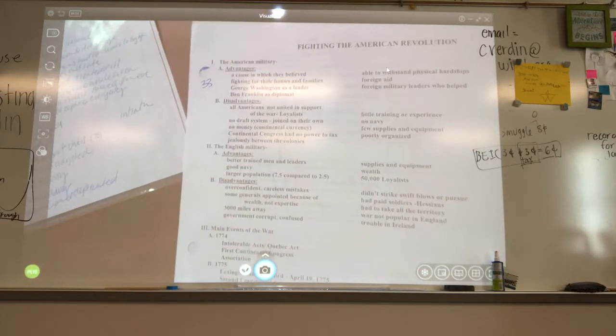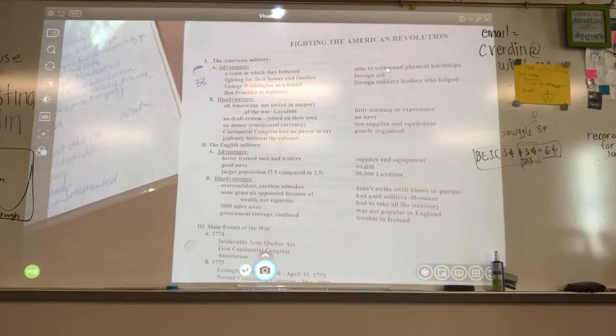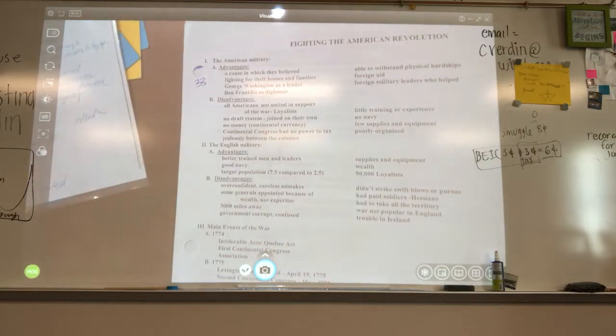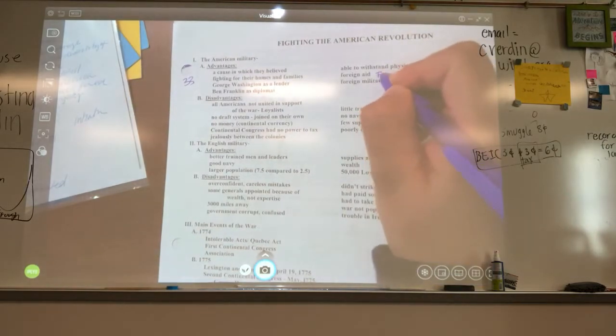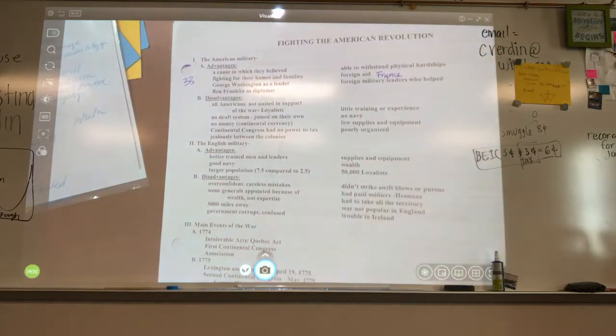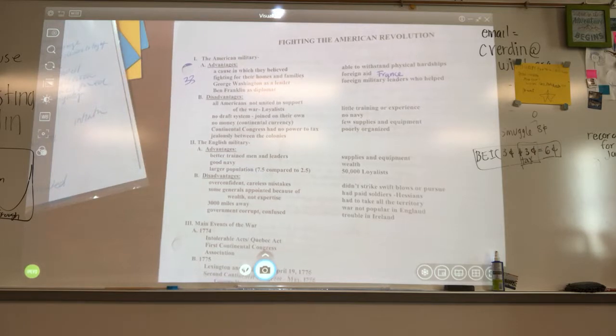They also have Ben Franklin as a diplomat. They're able to withstand physical hardships because they're out here in the colonies. They're going to get foreign aid. Do y'all know what nation's going to give them foreign aid? France. And this is why we will owe them in World War I, World War II, Vietnam. We're constantly repaying that debt back. We go to war to help them a lot. Okay, lastly, we have foreign and military leaders who will help out.